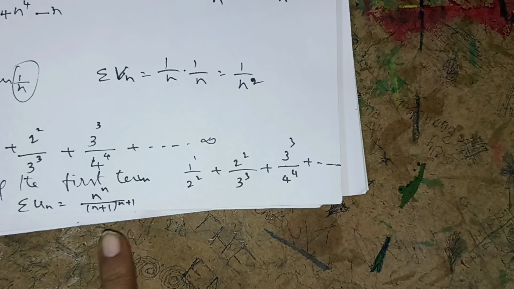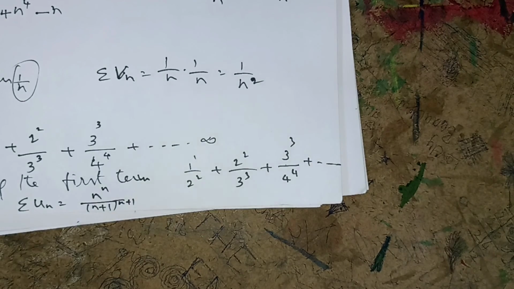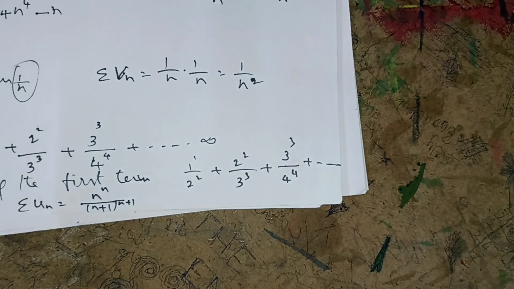The highest power in the denominator is n plus 1. The highest power in the numerator is n. You will get n cancel, which is equal to 1 by n. 1 by n. Like this you have to do.